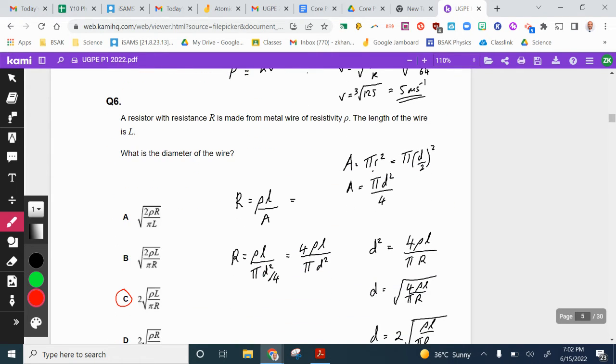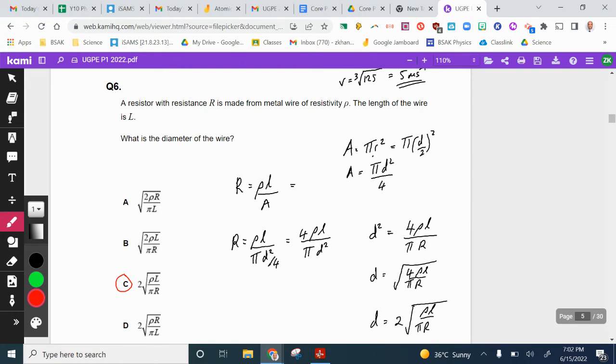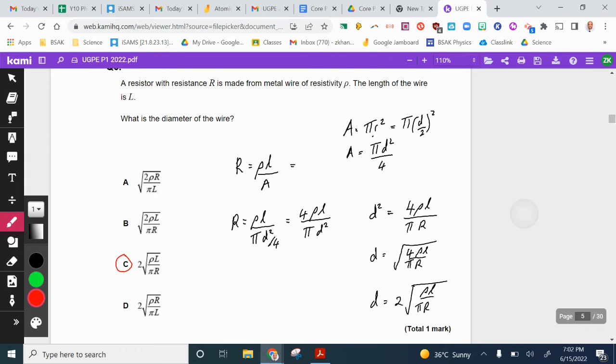Question 6. A resistor with resistance R is made up of a metal wire of resistivity rho. The length of the wire is L. We know that resistance is linked to resistivity by this formula: R equals rho L over A. We want to look for the diameter, but the diameter will be embedded in the cross-sectional area.